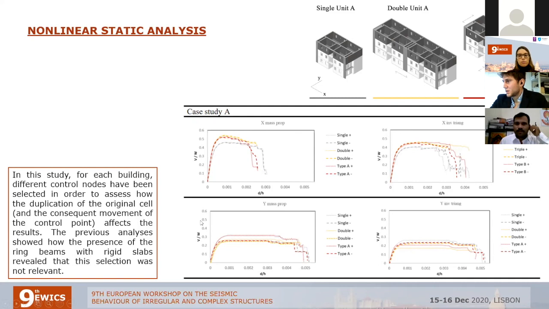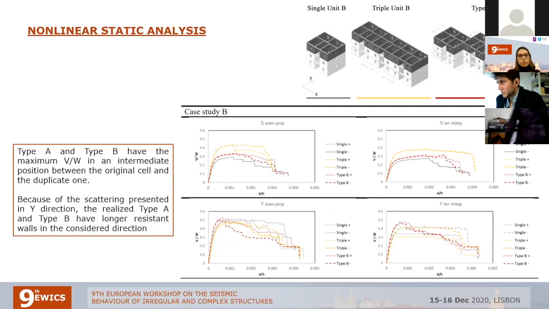While in the Y direction, there are some differences. This is mostly due to the fact that the resistant wall in the Y direction is, in the case of the double unit, shared between the two units. So it leads to a lower capacity, as pointed out, for example, with the inverse triangular pattern. While the final type A has some resistant walls that are longer in the final configuration. And this is more evident for case B, which is composed of three different units.